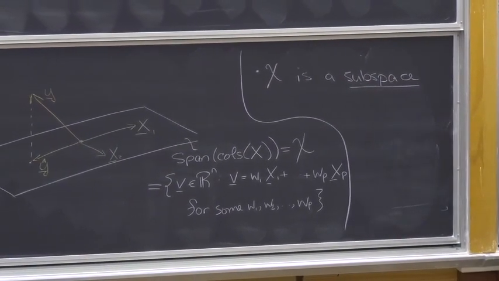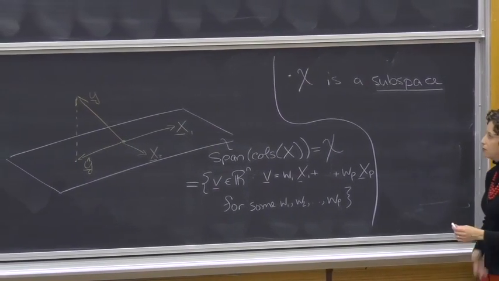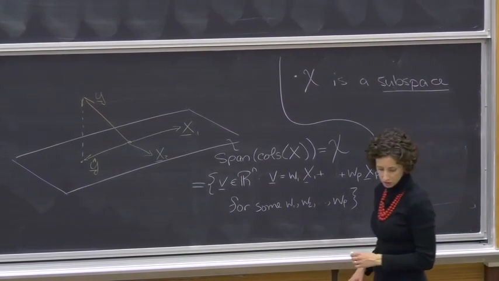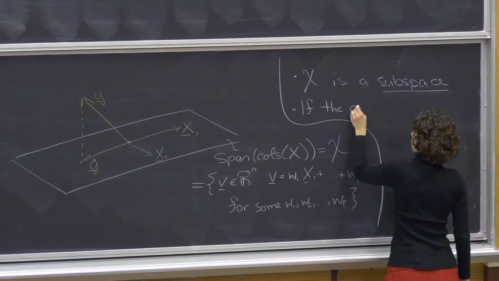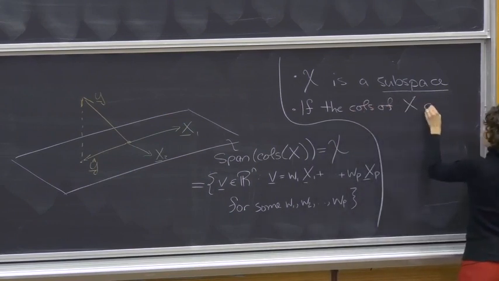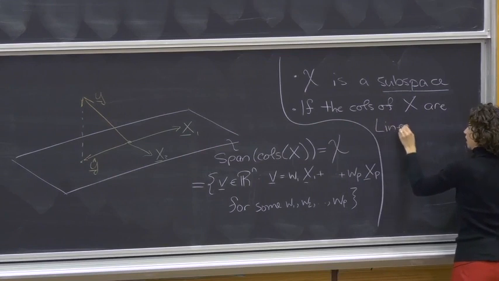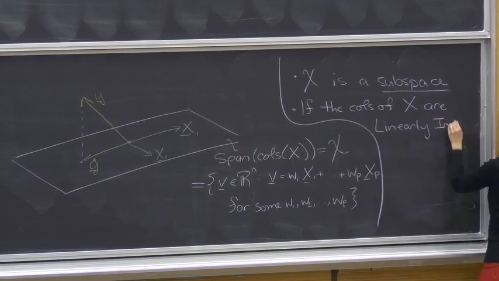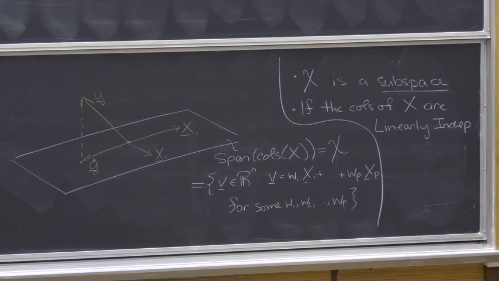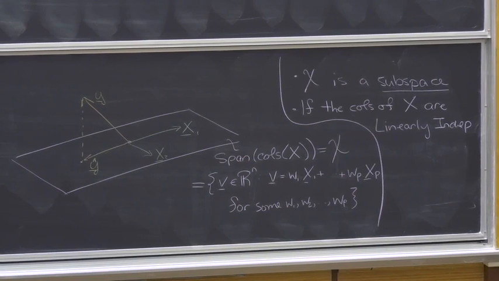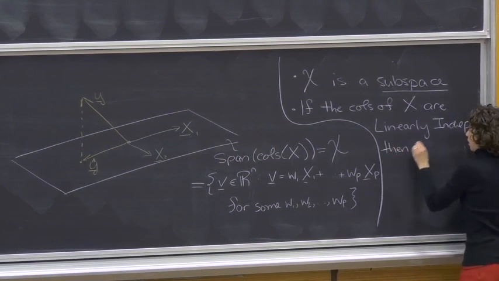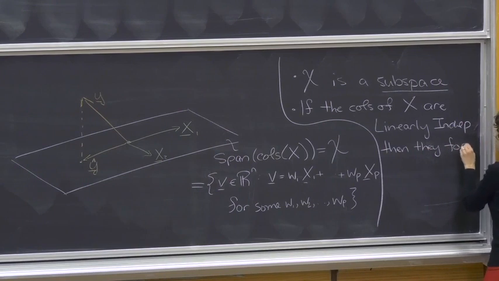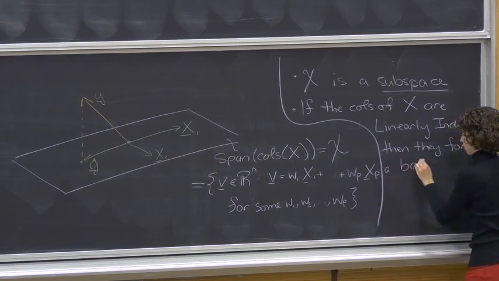So we're going to talk some about subspaces today. This is an example of a subspace, but we're going to talk more about subspaces. If the columns of X are linearly independent, so that means that somehow they're not representing the same information. So we don't have, like, two copies of the same column, for instance. Then those columns form a basis for the subspace.